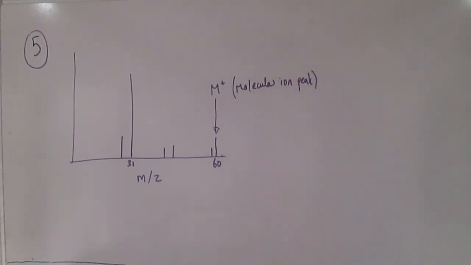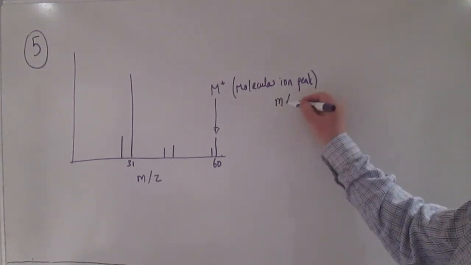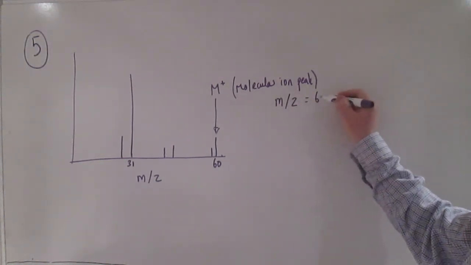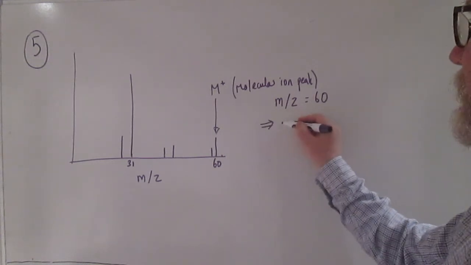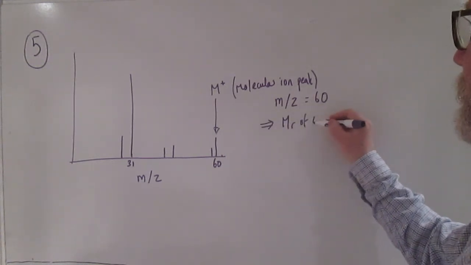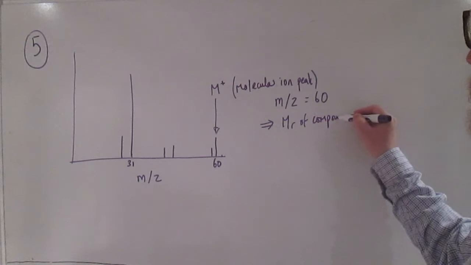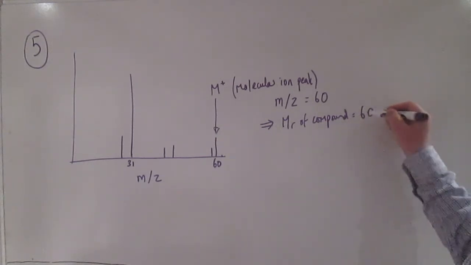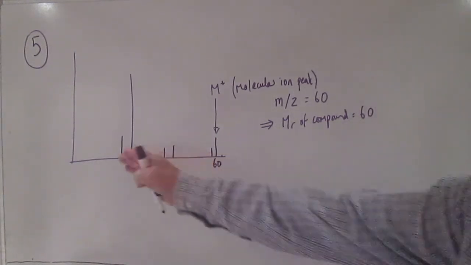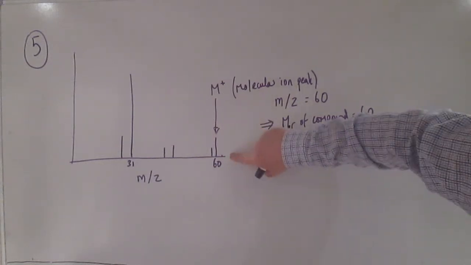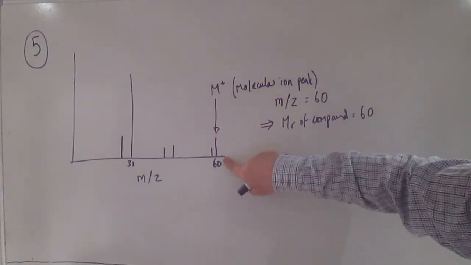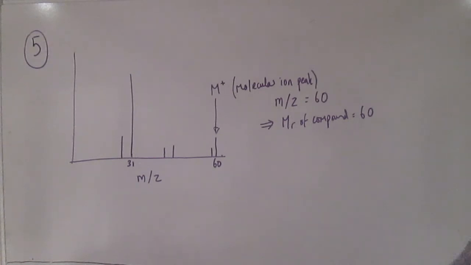And the significance of that peak is that M over Z is equal to 60, which means that the MR of the compound is also 60. Okay, so you need to get used to identifying the molecular ion peak as the one furthest to the right, ignoring the little C13 satellite, which you can sometimes see. On that one it's so small you can't really see it, but that's often there. So ignoring that one, it's the peak furthest to the right with the biggest M over Z value.